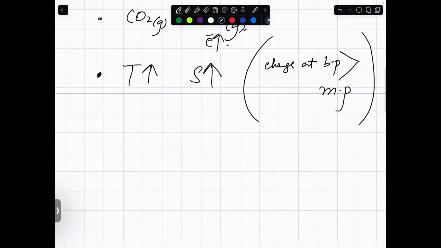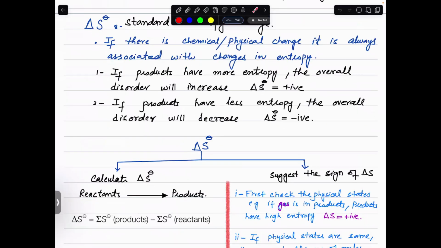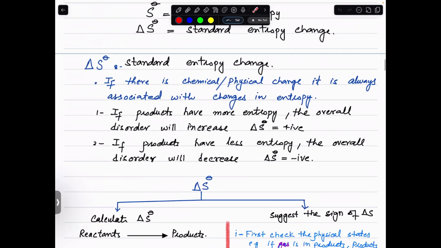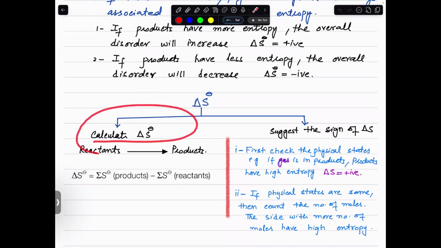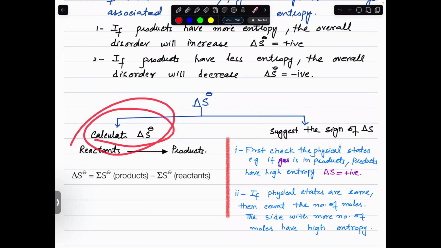Now, your next topic is what? Change in entropy, delta S. Change in entropy, right? About change in entropy, there are two topics. Look, calculate delta S and suggest a sign of delta S. We can calculate delta S, we can suggest a sign.